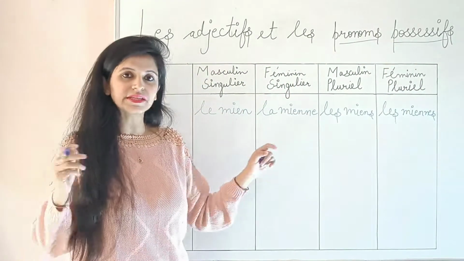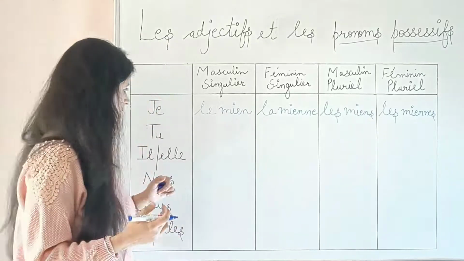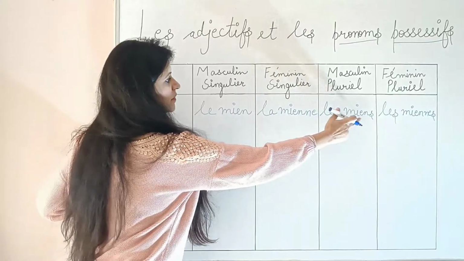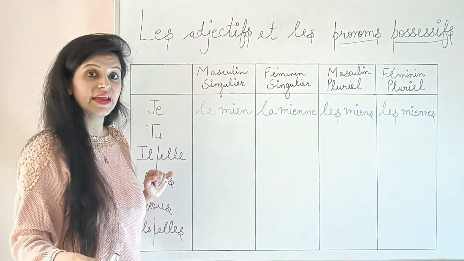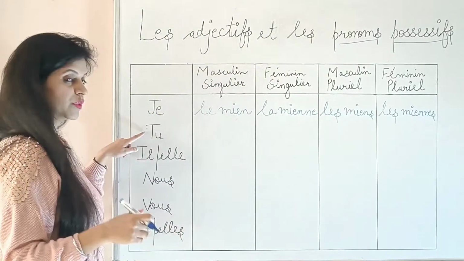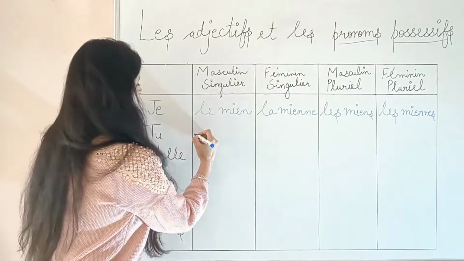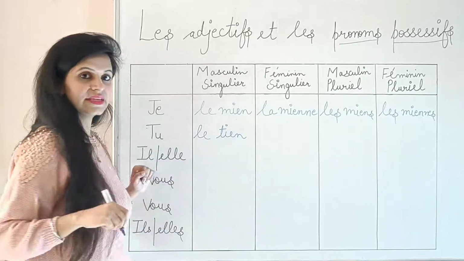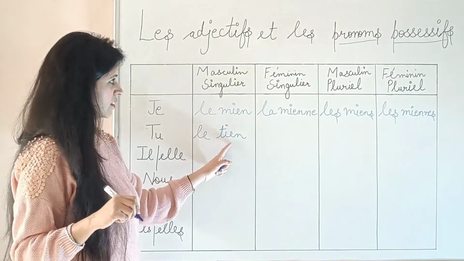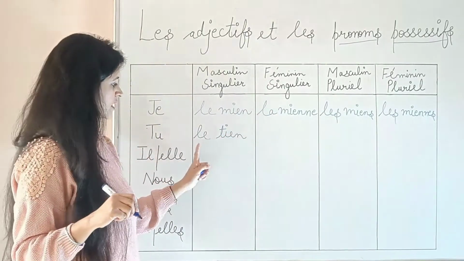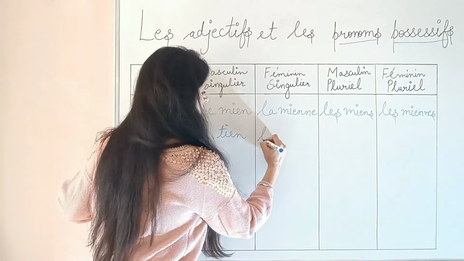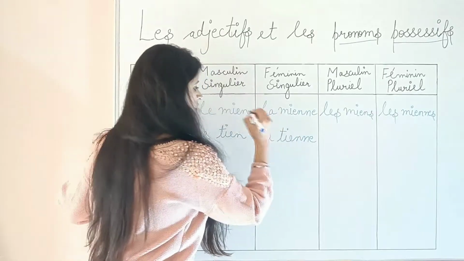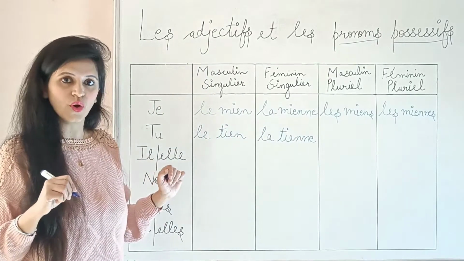Okay, so let's complete the table first. Then we'll see the meaning. So with je, le mien, la mienne, les miens, les miennes. Similarly, with tu, le tien. And then feminine. Again, we are going to make it the same way. So feminine will be la tienne. So you can also continue the table along with me.